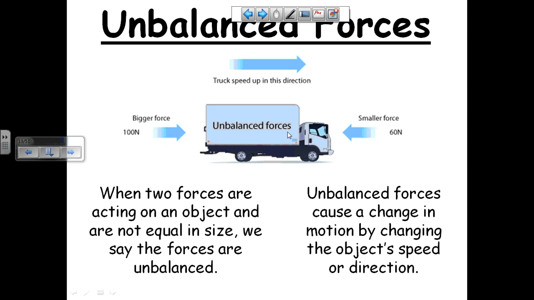If you look here at the picture, you can see that you've got a bigger force behind the truck, a smaller force in front of the truck. So the truck is going to speed up in the direction of the bigger force, which would be forward.